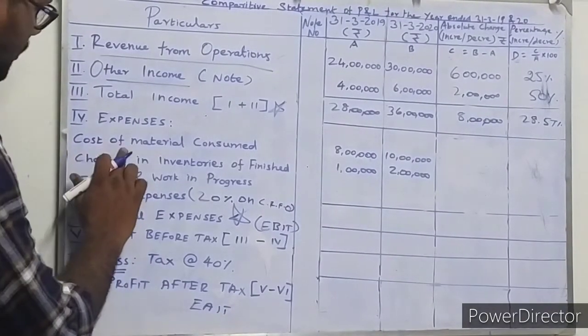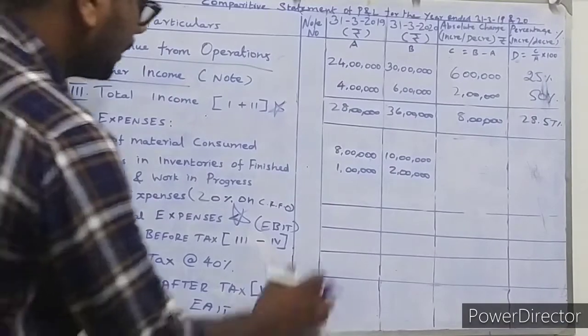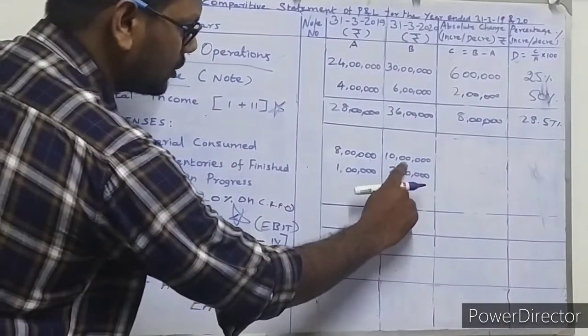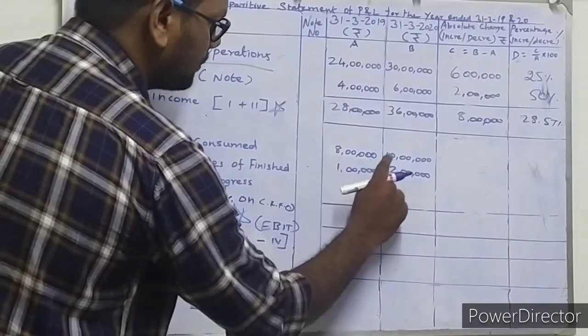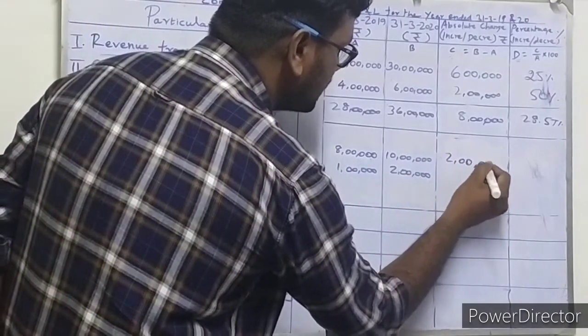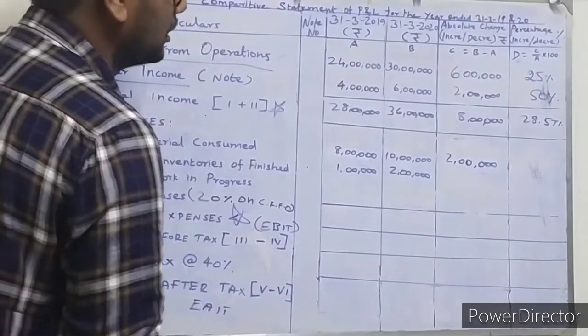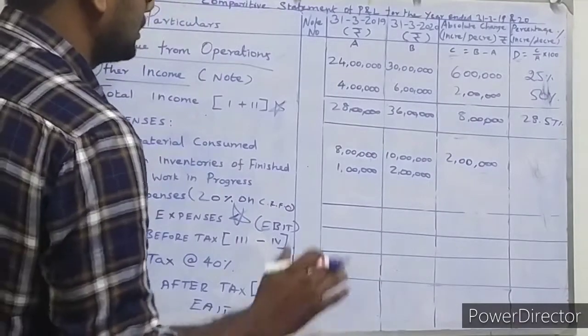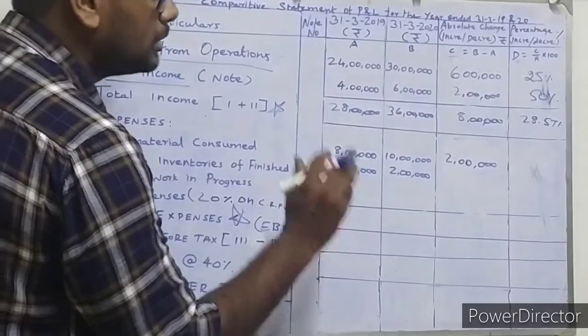First expense is cost of material consumed. For the previous year, cost of material consumed is 8 lakh rupees. For the current year it is 10 lakh rupees. So compared with the previous year, 2 lakh rupees is increased. Expenses increased in this current year. We are executing this formula. That's why we came to know 2 lakh rupees of cost of material consumed is increased.